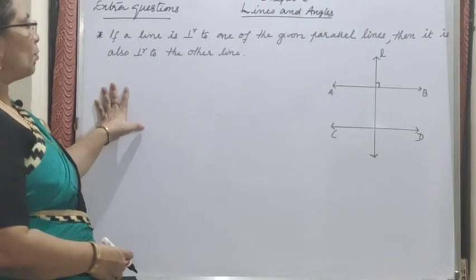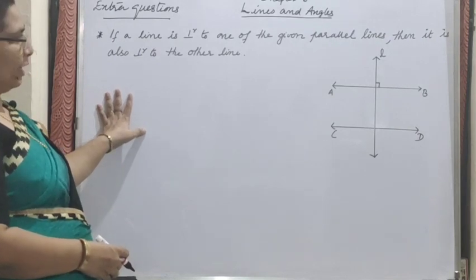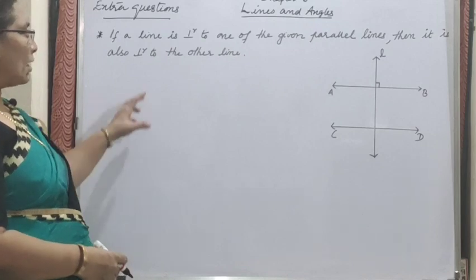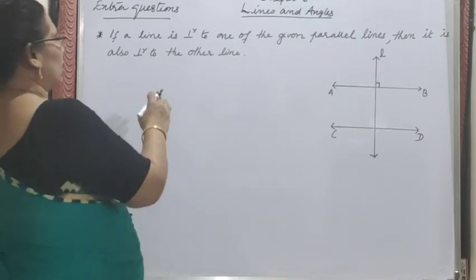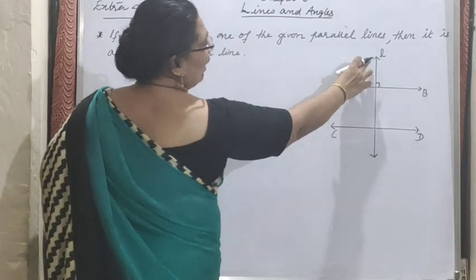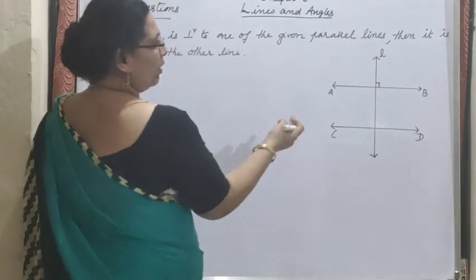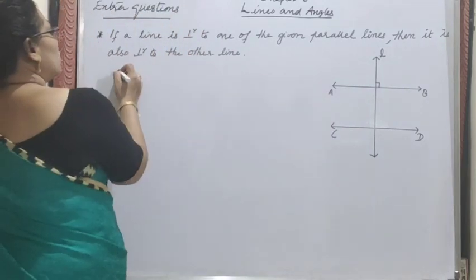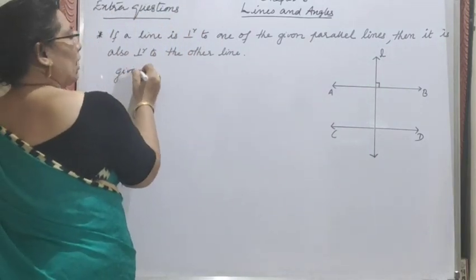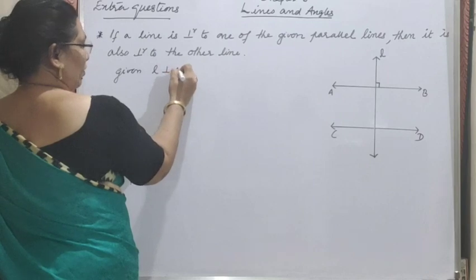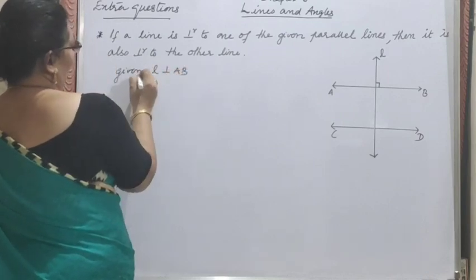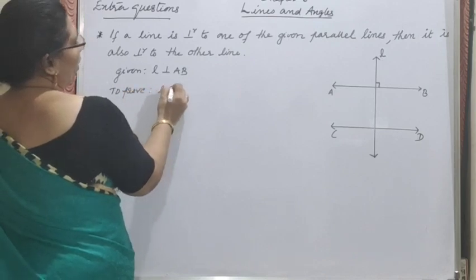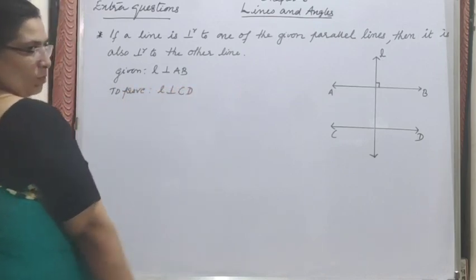If a line is perpendicular to one of the given parallel lines, then it is also perpendicular to the other line. That means the line is perpendicular to one of the parallel lines, that is the given part. So we are taking that line L is perpendicular to AB. What is to be proved? Then it is perpendicular to the other line CD also. So what is given in the question? L perpendicular to AB. Now what is to prove? L perpendicular to CD also, right?